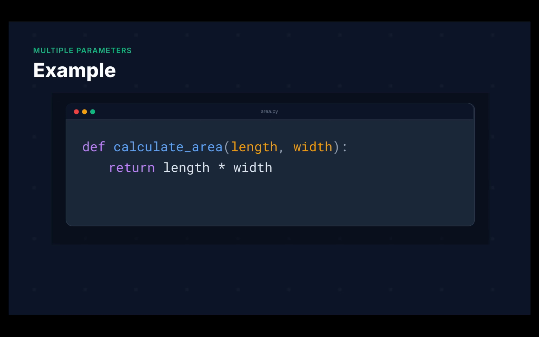Here's a simple example. This calculate_area function has the parameters length and width. It's very straightforward and also useful. This function takes two related inputs and combines them logically. This keeps the interface clear, with one input for length and one for width.